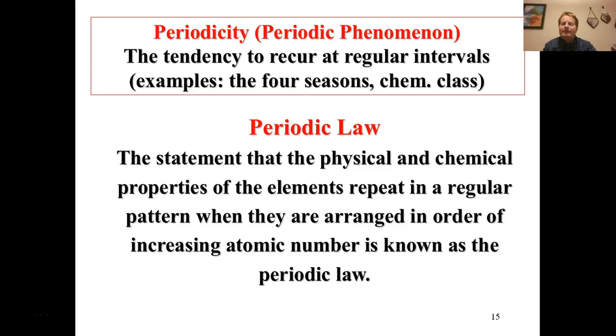So let's talk a little bit about periodicity. So it's the tendency to recur at regular intervals. So for example, the 4 seasons occur at predictable times, right? Your classes have predictable times. Periodic law has to do with this. So periodic law is the statement that the physical and chemical properties of elements repeat in a regular pattern when they're arranged in order of increasing atomic number, and that's known as the periodic law.